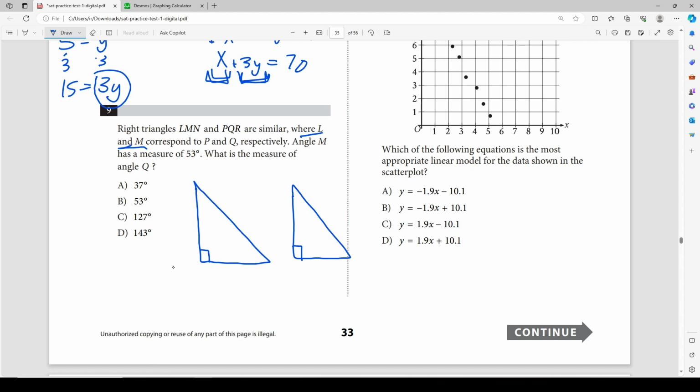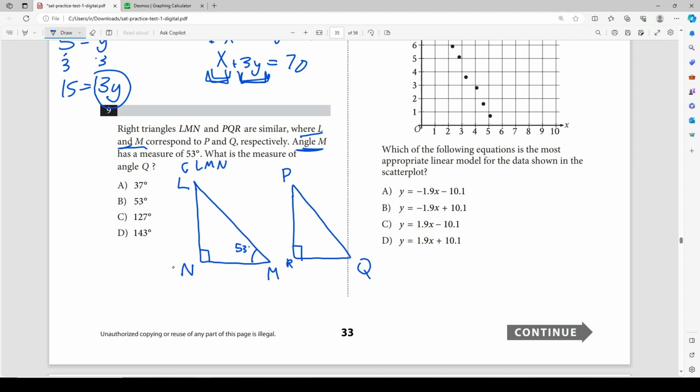So angle M has a measure of 53, right? So here, let's just say that this is LMN. So this is my triangle. And we know that M has a measure of 53. So let's just say that this is M and that this is 53 degrees, right? Now, we know that L and M correspond to P and Q, right? So this means that this has to be Q. And let's just say that L is up here and that P is up here, right? That means that this has to be N and then that this has to be R, right?